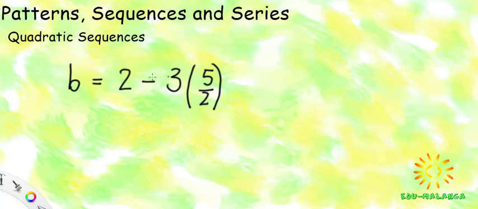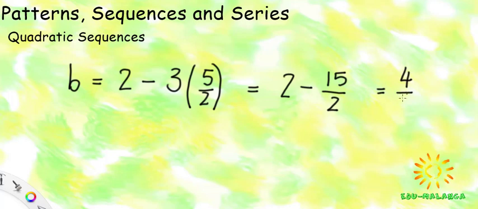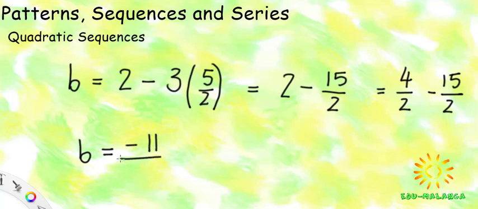Let's do the multiplication. 3 times 5 is 15, so we're going to have 2 minus 15 over 2. And if we make 2 into a fraction with a denominator of 2, we will have 4 over 2 minus 15 over 2. That therefore means that b is equal to 4 minus 15, that is negative 11 over 2. And that's the solution for b.